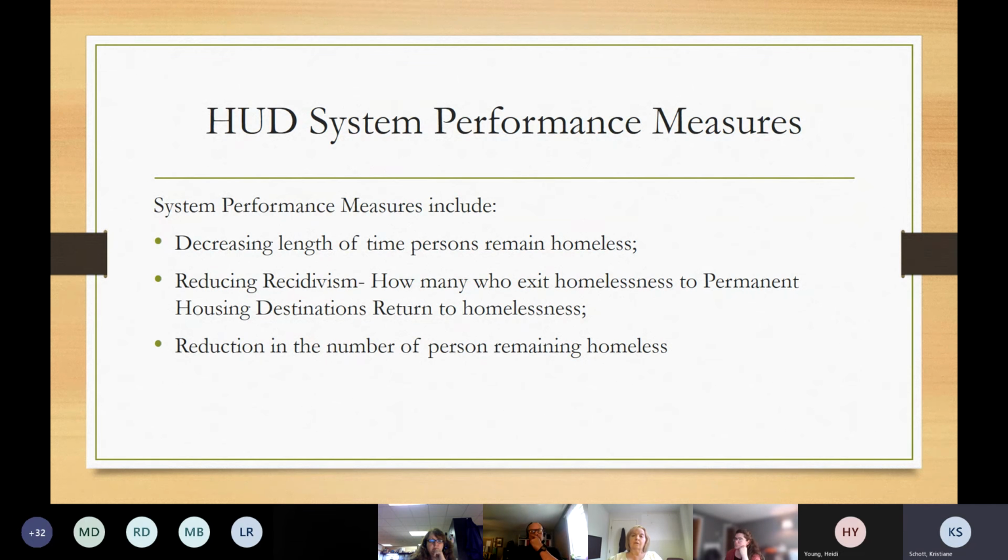They're not exiting back to homelessness. System performance measure number 3 is a reduction in the number of persons remaining homeless. So really looking at the point in time numbers that are completed in January and looking as a CoC to see that we are reducing every single year how many people are actually experiencing homelessness in the state of New Hampshire and within the balance of state.